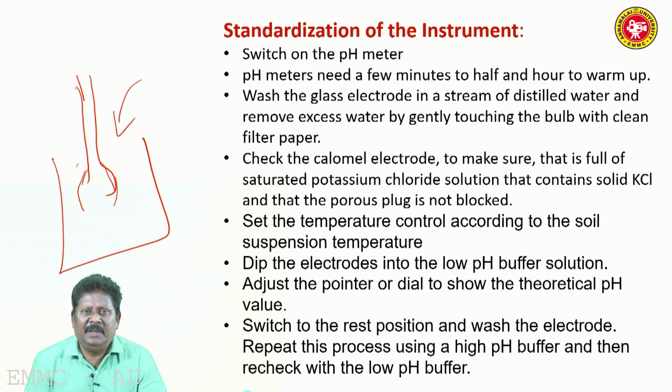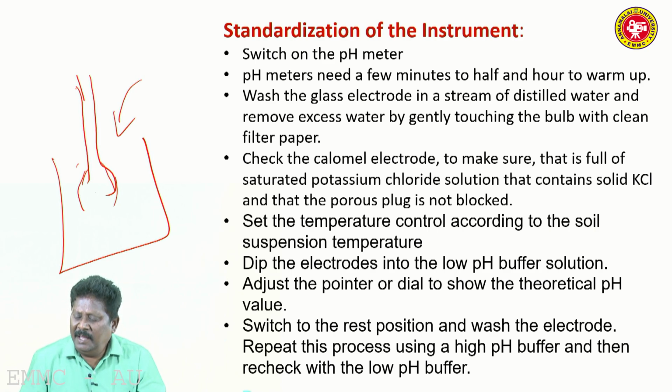Now, feed the pH 4 buffer solution and adjust the knob to read 4. Then take out the electrode, wash it with water, then wipe out the excess moisture outside. Then put in the higher buffer solution 9.2, dip the electrode, and adjust the knob to read 9.2. In this way you standardize the instrument.